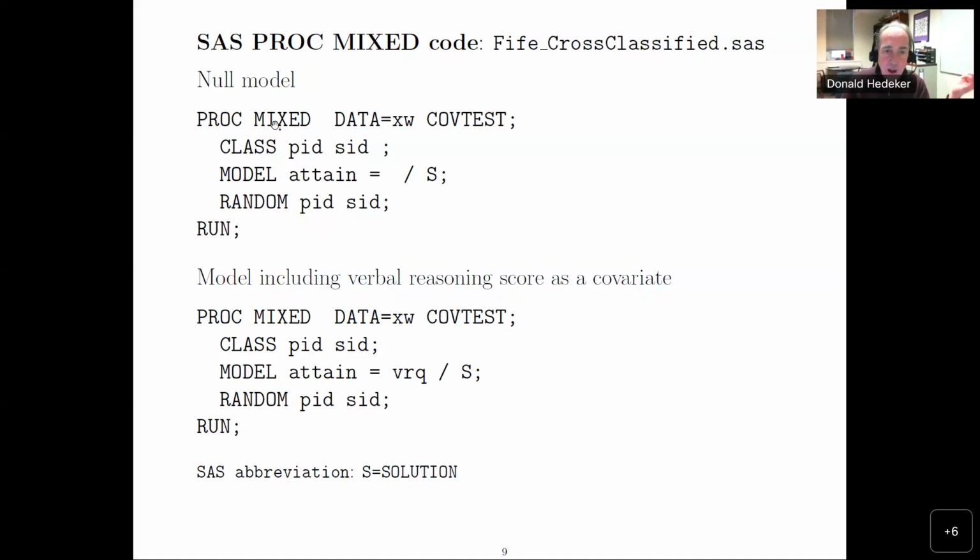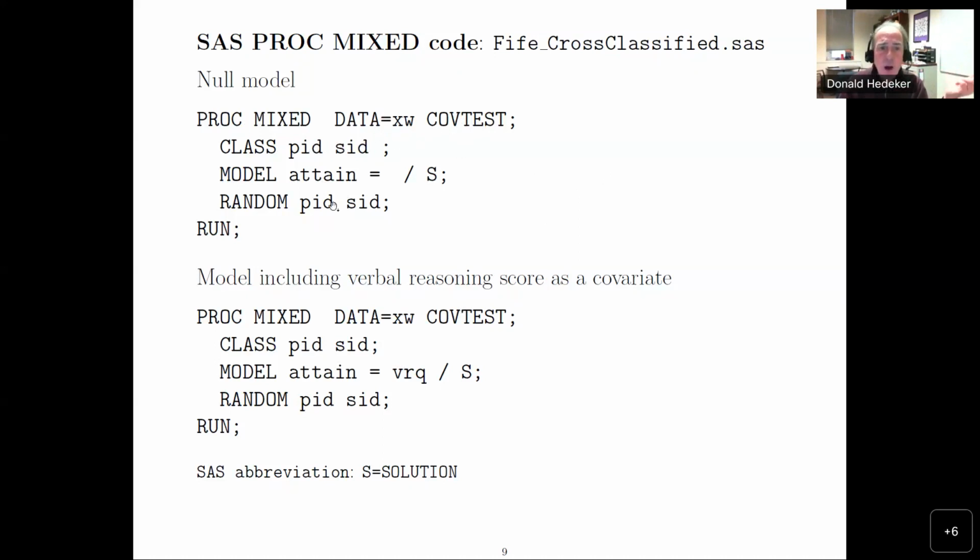So here I have PROC MIXED. I indicate the data set in here. COVTEST will then provide testing of the covariance parameters, so it's a useful option. On the CLASS statement, I identify my two cluster ID variables. Okay?